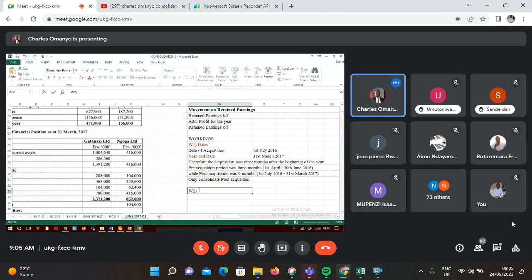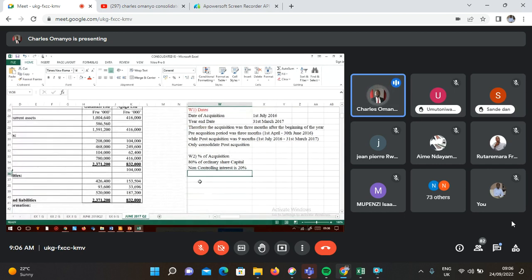Working 2. Percentage of acquisition. What percentage was acquired? So we acquired 80% of ordinary share capital. What does that mean? Non-controlling interest is 20%, because we will use it somewhere. That is why I'm saying that. Okay, let us continue. Working 3.